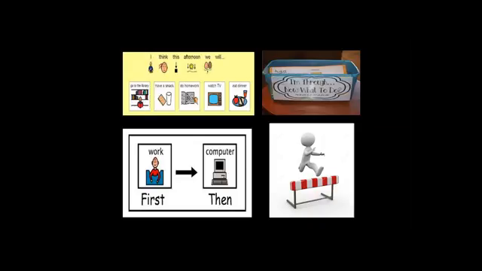Possibly a first then visual. So first we're going to do some work and then you get some computer time. Our little guy over here is getting what's called hurdle help. So that's helping the student get through a challenge or a hurdle. For example, maybe it's a writing assignment and they just can't get it started. So that teacher is there to help them get the process started.